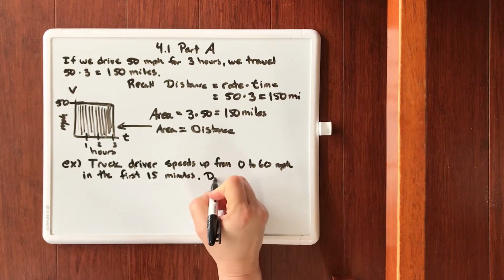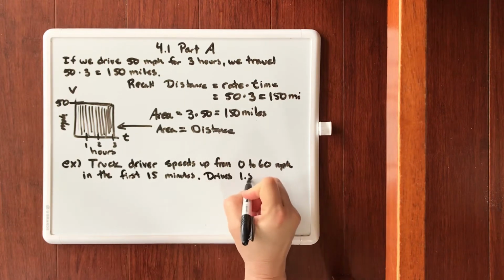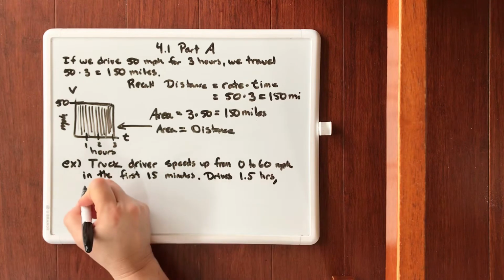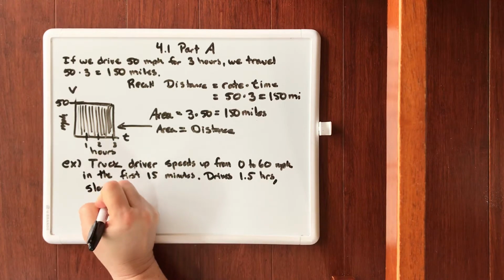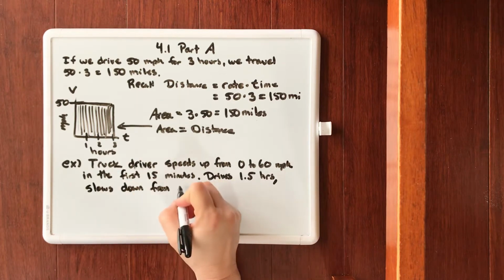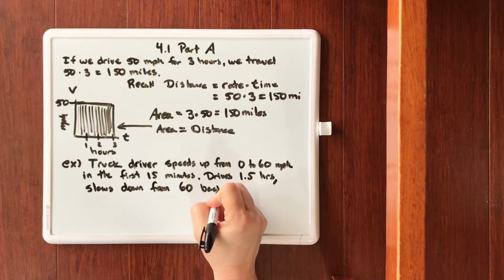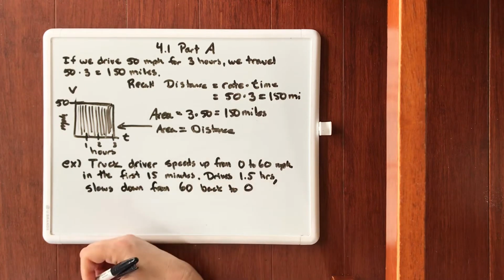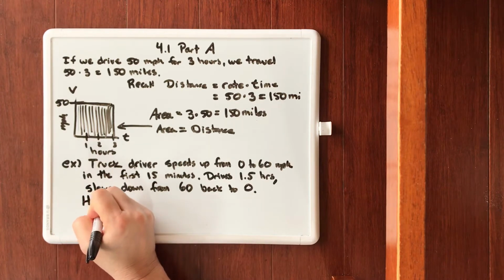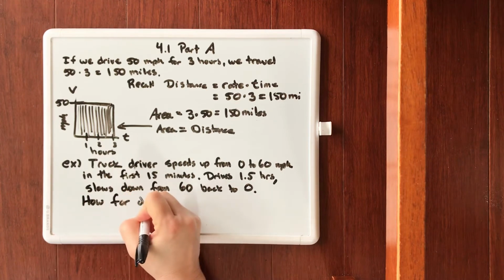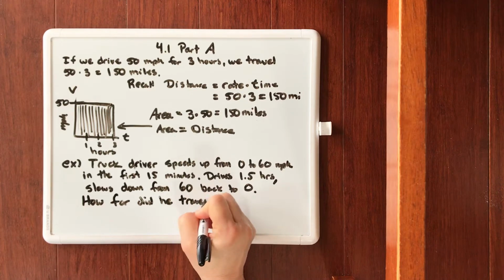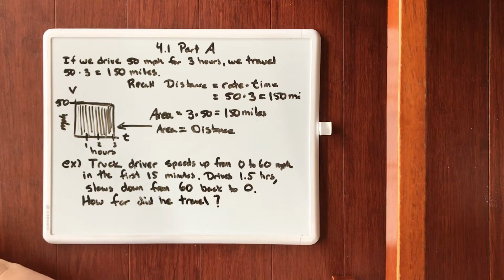Then he drives for 1.5 hours. After he does that, he slows down, back again linearly, and he goes from, you guessed it, 60 miles per hour back to 0. So the question is, how far did he travel? I should say he or she. How far did he or she travel?